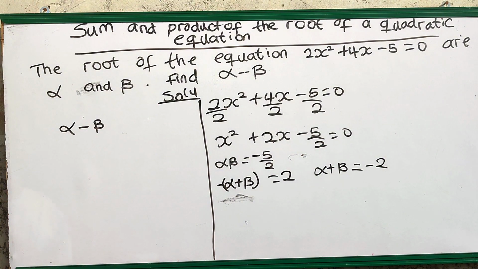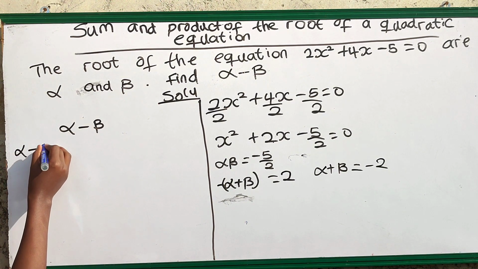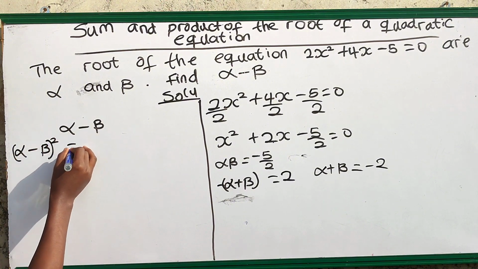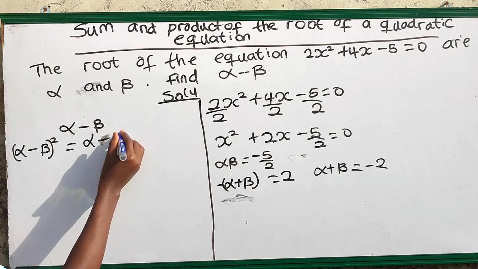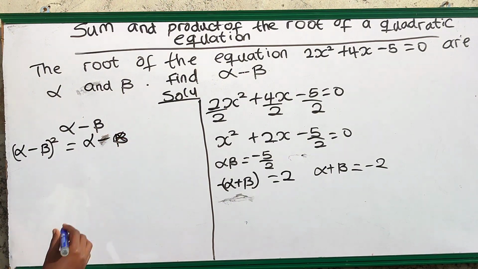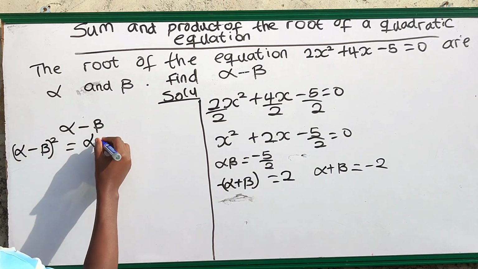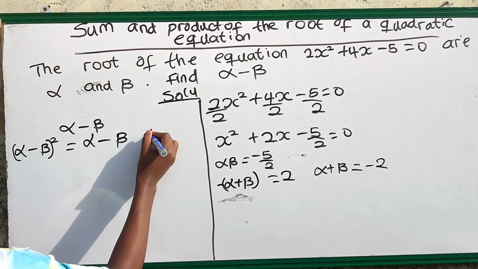So how can we expand alpha minus beta in terms of alpha plus beta and alpha beta? Now let's do alpha minus beta squared. Let's see if we can get it. Now alpha minus beta, alpha minus beta, alpha minus beta.